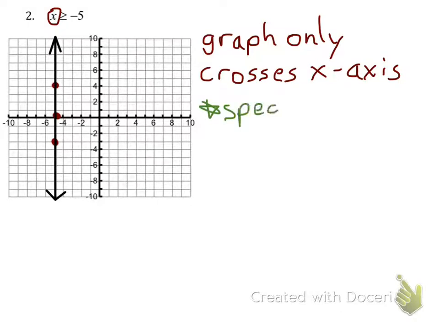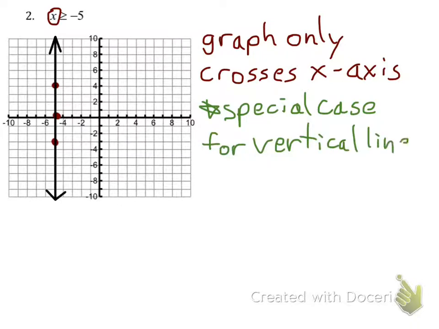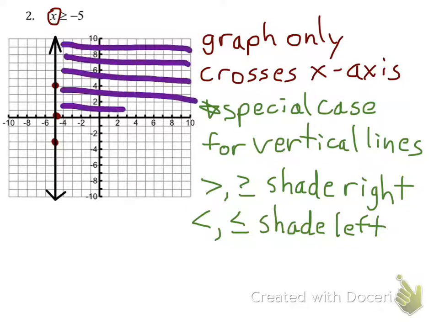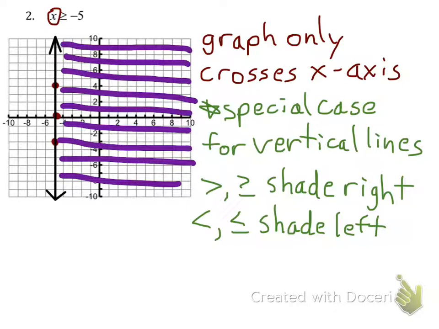So since this is a special case, we have to have another rule for how we shade. The vertical line either shades left or right, and what we do in this case is, if the inequality sign is greater than or equal to, we shade to the right. If it's less than or equal to, we shade to the left. Our problem is greater than or equal to, so we are going to shade everything to the right.